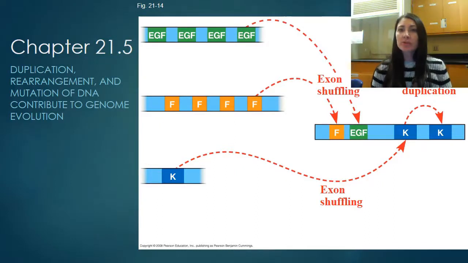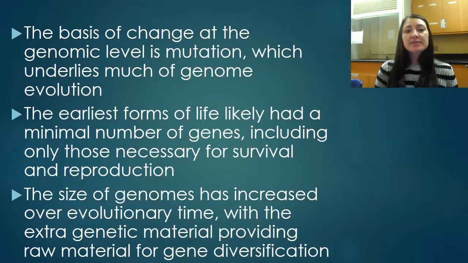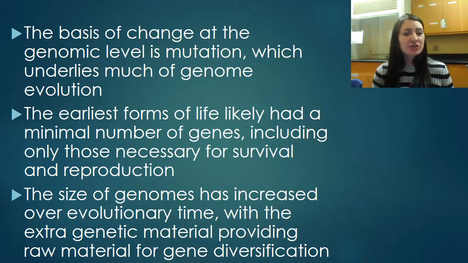In Chapter 21, we talk about genomes and their evolution, and specifically in 21.5, we're going to look at genomes and how genes are duplicated, rearranged, and how mutation of DNA can contribute to the evolution of genomes. We know the basis of evolution is change, and change at the genomic level happens as a result of mutations.